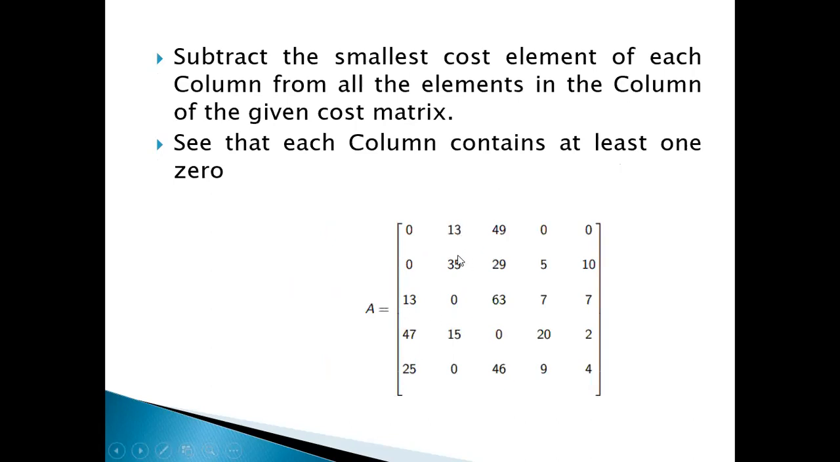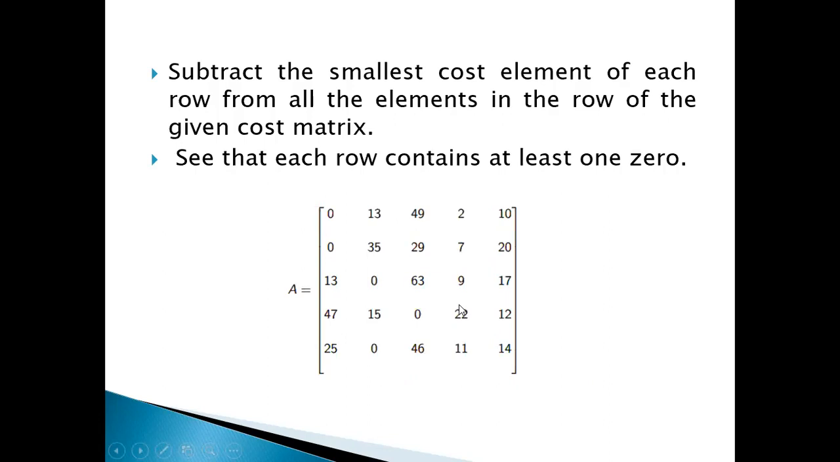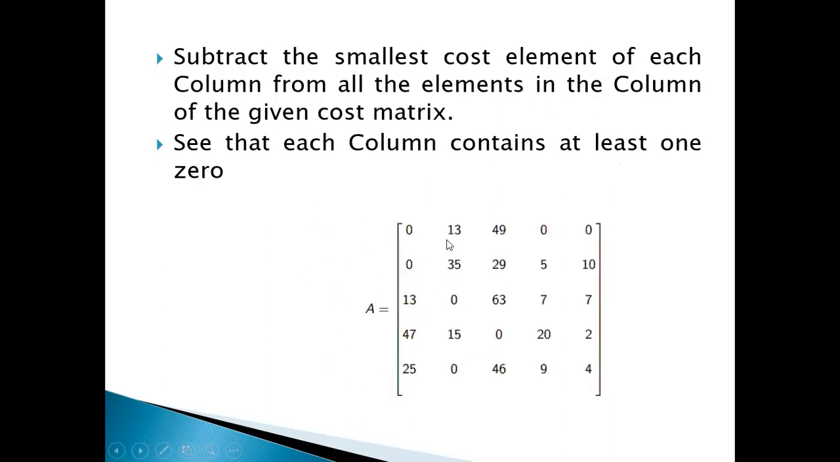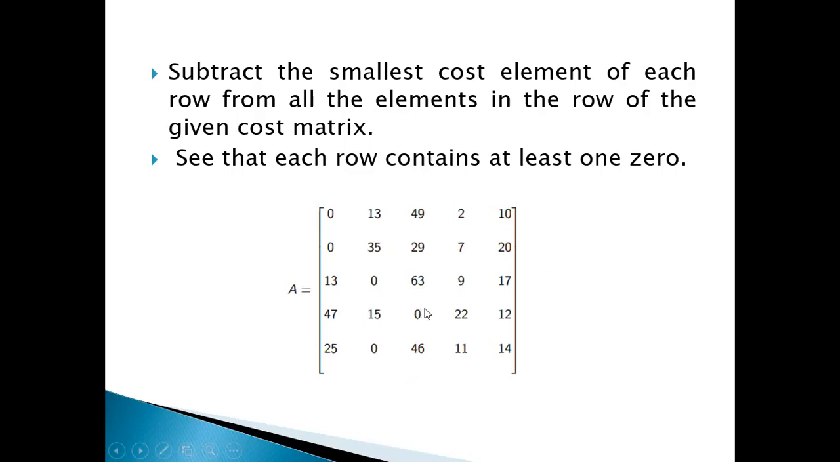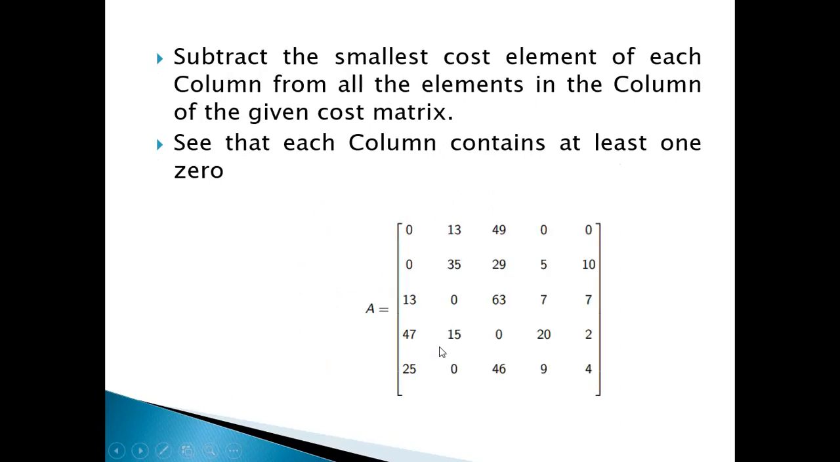Then subtract the second column with the minimum value. Here the minimum value is 0. So subtract 0 from the remaining values. Here also you will get the same values in column 2. Then column number 3. Okay, the minimum value is 0. So subtract from the corresponding column. So you will get the same entries.